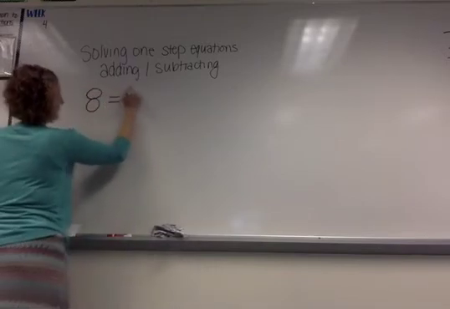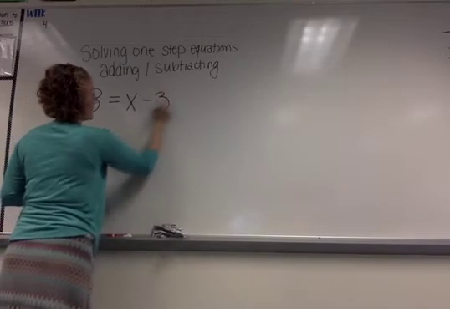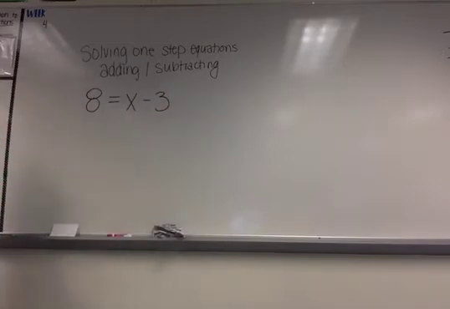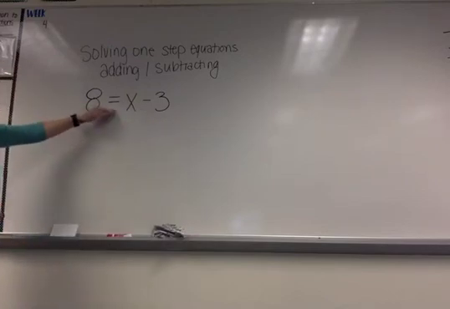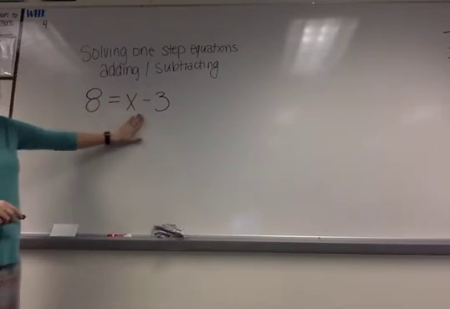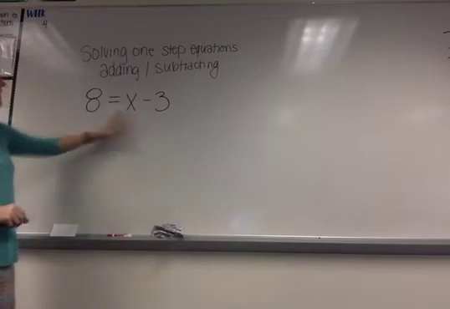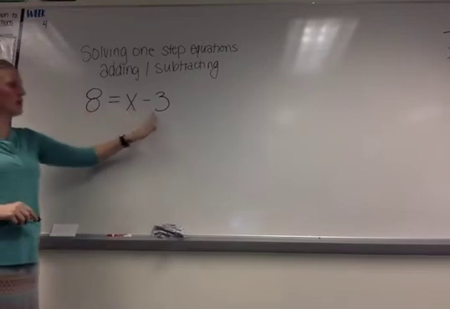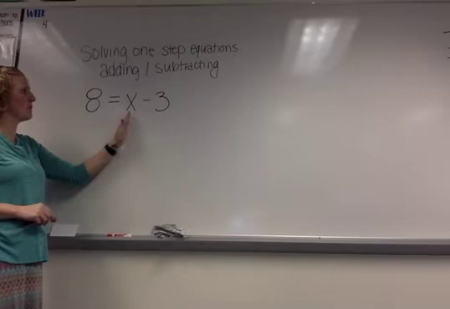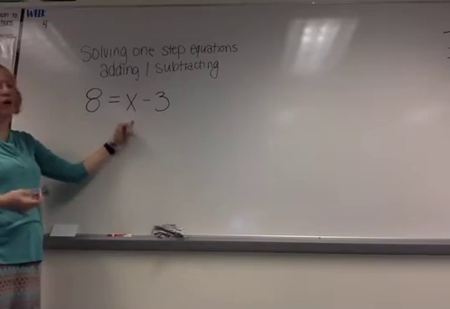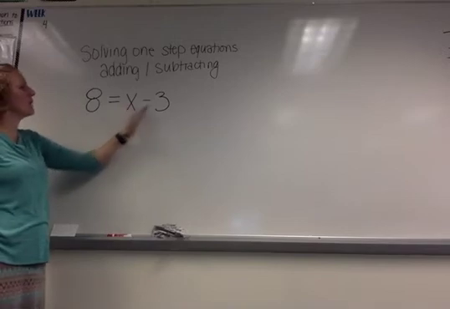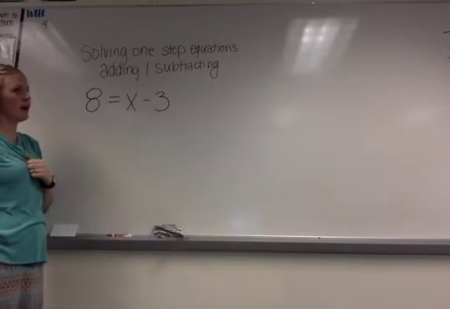8 equals x minus 3. Now, every year whenever I do a problem like this, my students always get messed up because of where the equal sign is. The x is now on the right side. It's still the same thing. 8 is equal to what number minus 3? You're looking for some number. Remember, x represents a variable. A variable is just something we don't know. So something minus 3 is going to give you 8.